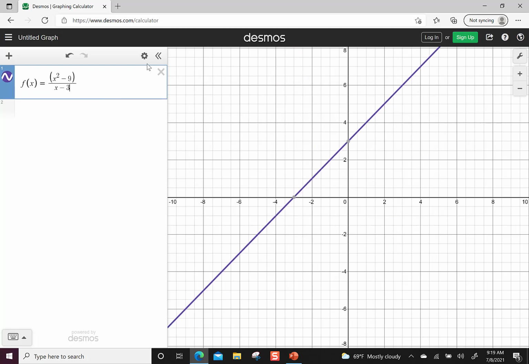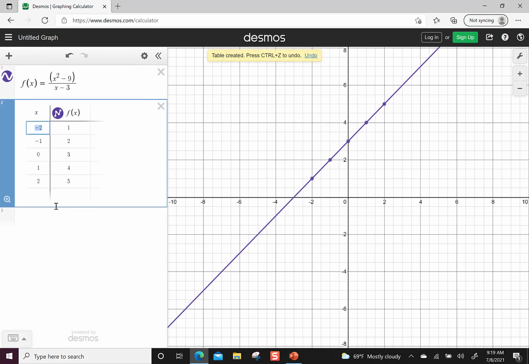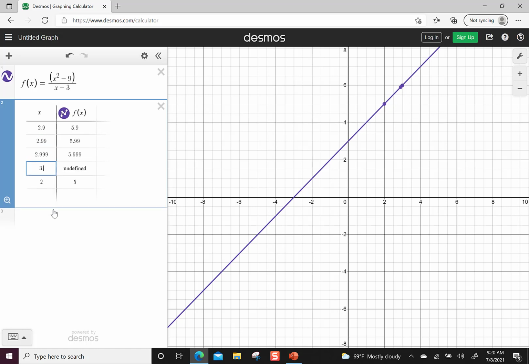And then we're going to click up to this little gear that says edit list, and we're going to add a table. There's some standard values in there, -2 to 2. We don't want that. We want to use the values we picked, so 2.9, 2.99, and 2.999. Then we had 3.1, 3.01, and then 3.001. You can see at 2.9, the value of the function was 5.9.